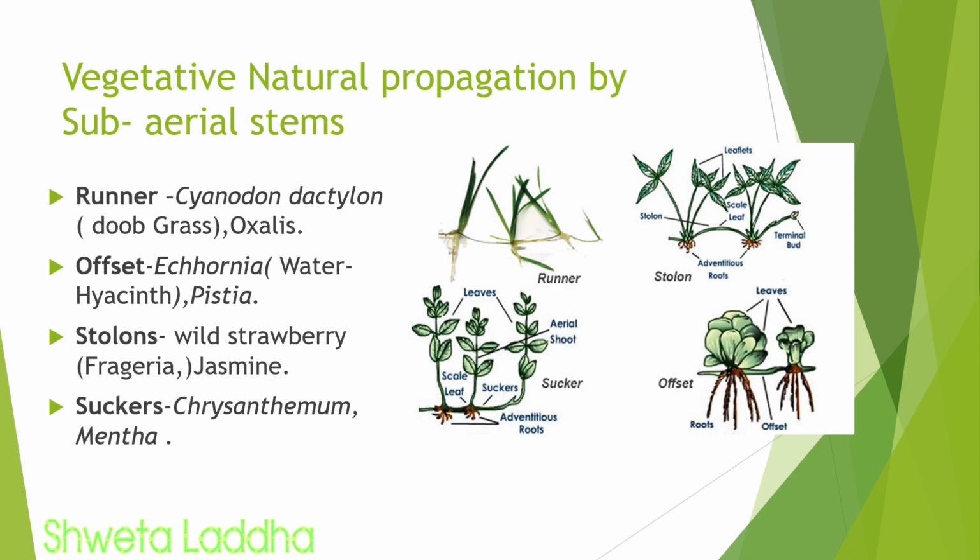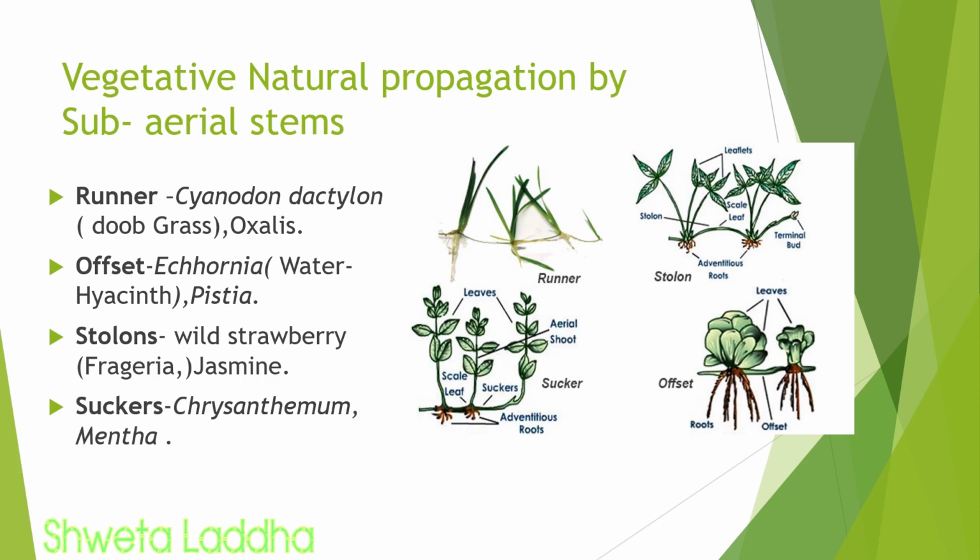The second example is offset. Offset is again a type of runner, but it runs parallel on water. It is present in aquatic plants like Eichhornia, water hyacinth, or Pistia. Here, again it causes vegetative propagation after 2 to 3 nodes. It will produce roots and shoots.